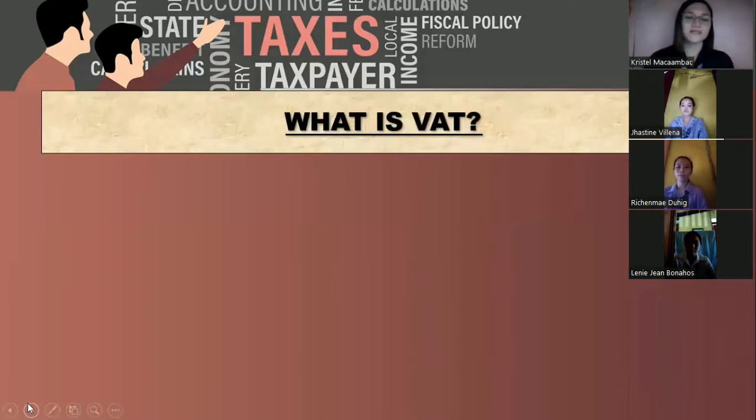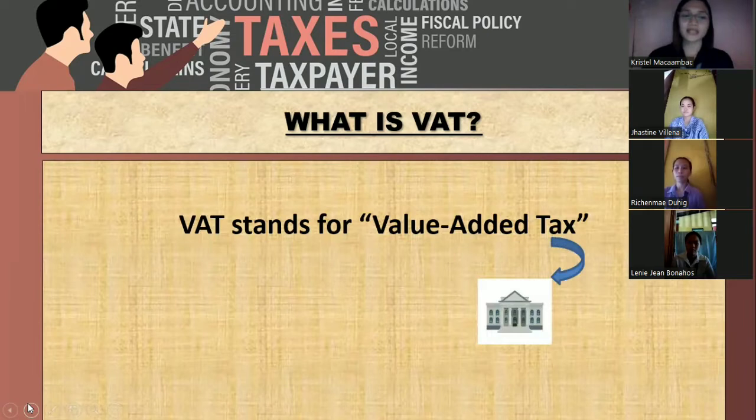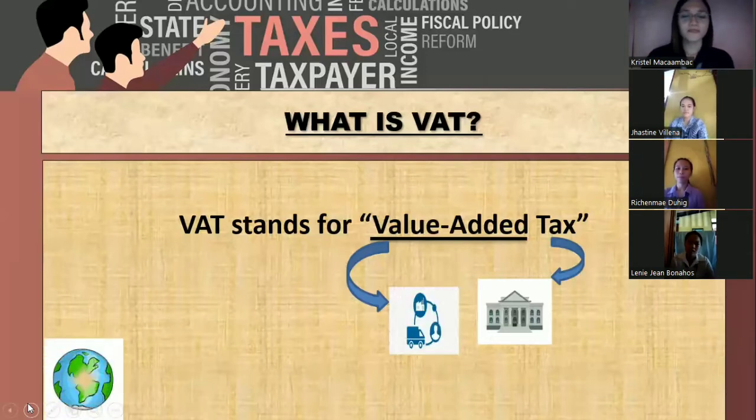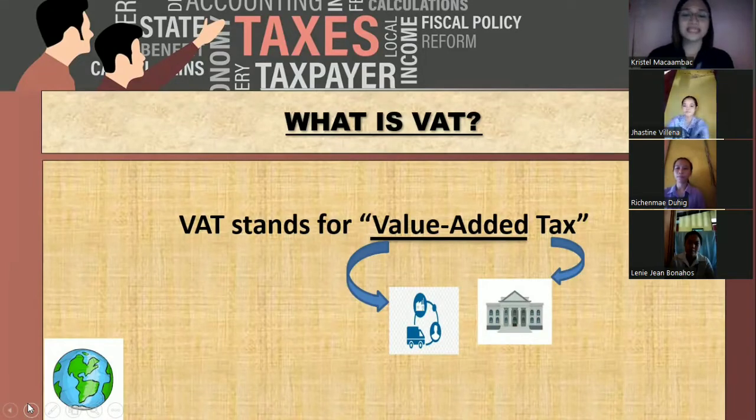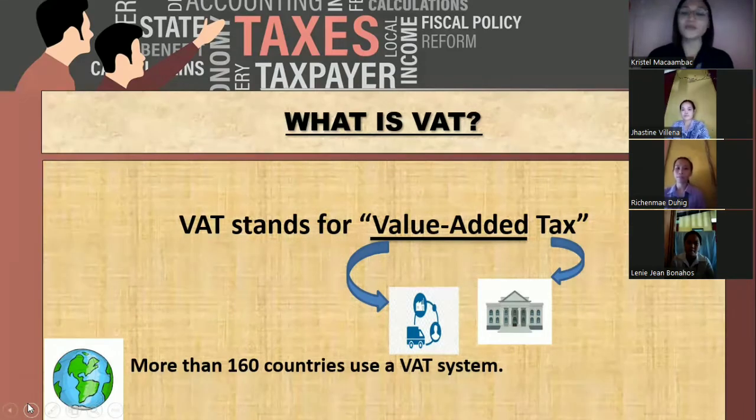So, what is VAT? As of right now, we all know that VAT stands for value added tax. The tax in VAT is obviously the amount paid to the government. The value added signifies the entities like the manufacturer and the retailer who add value in the supply chain. And for everyone's information, according to the Organization for Economic Cooperation and Development, or OECD, more than 160 countries use a VAT system. So basically, we'll keep that in mind if in the near future we'll be having business to them.